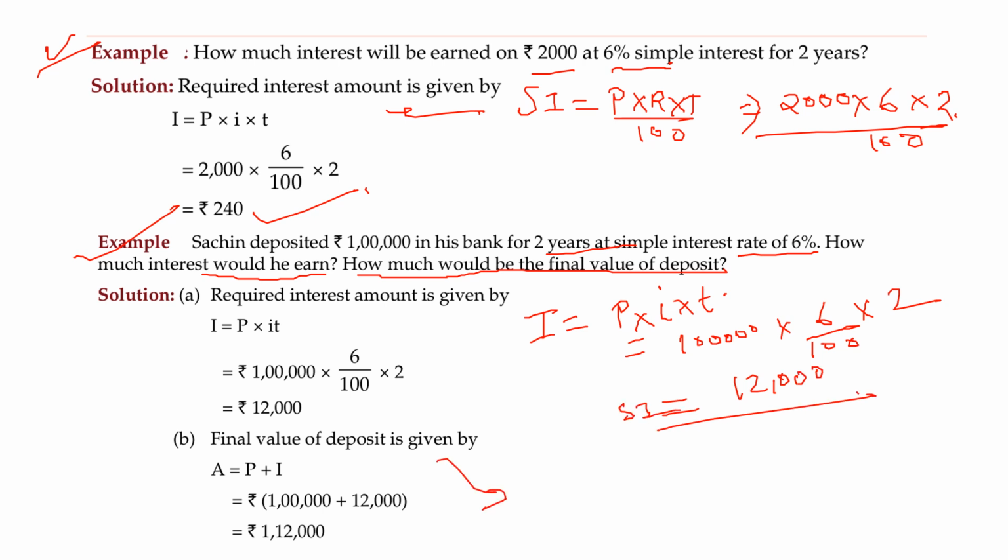Now the final value, accumulated value, is principal plus overall interest earned. So 1 lakh 12,000 rupees. Because this is a foundation course, we have to deal with this kind of question. Otherwise, anyone can solve.